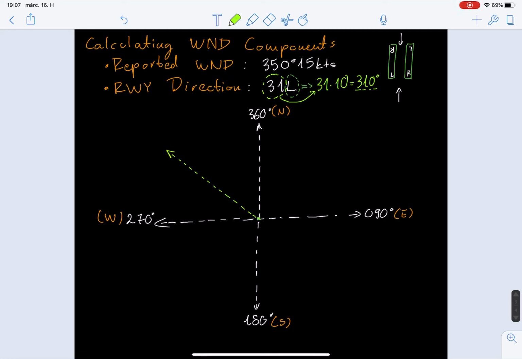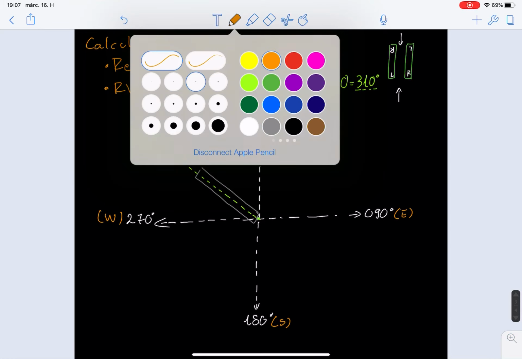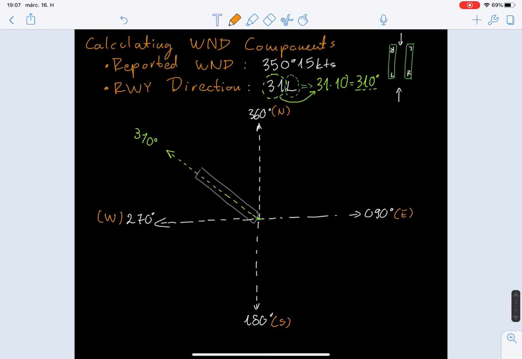So approximately to this direction you would have runway or direction 310. And around it you can initially even draw a little runway. So you would be taking off in this direction. Okay, so just to remember the direction of the runway.